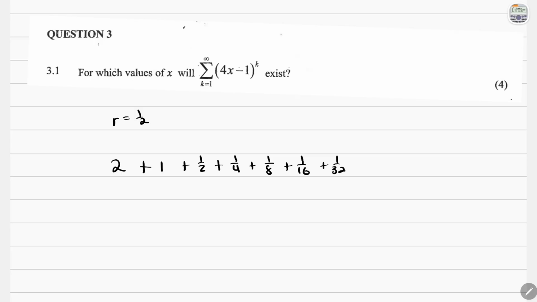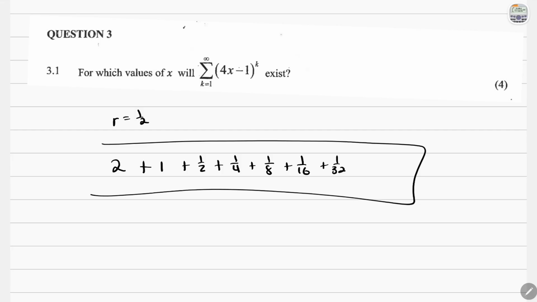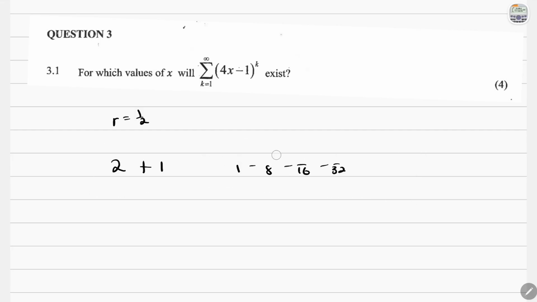It may be heading to infinity, but we know that these terms are getting so small, and each term is getting closer and closer to 0. And so because of that, we are still able to find the sum of the series. Okay, so that's just a brief explanation.